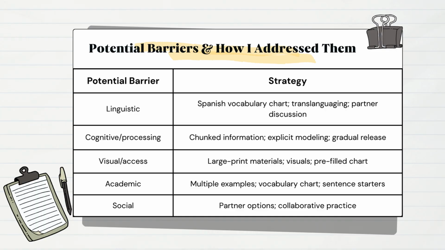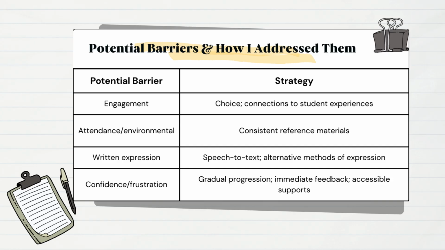were linguistic barriers. So I provided the Spanish vocabulary chart, and encouraged the students to translanguage with each other, with other emergent bilinguals in the classroom. Cognitive processing, so we chunked the information, explicit modeling and gradual release, visual access, academic barriers, and then social barriers. I also thought of engagement, attendance and environmental, written expression, like different ways to help them access writing, speech to text, alternative methods of expression, and then potential confidence and frustration barriers that could come up.